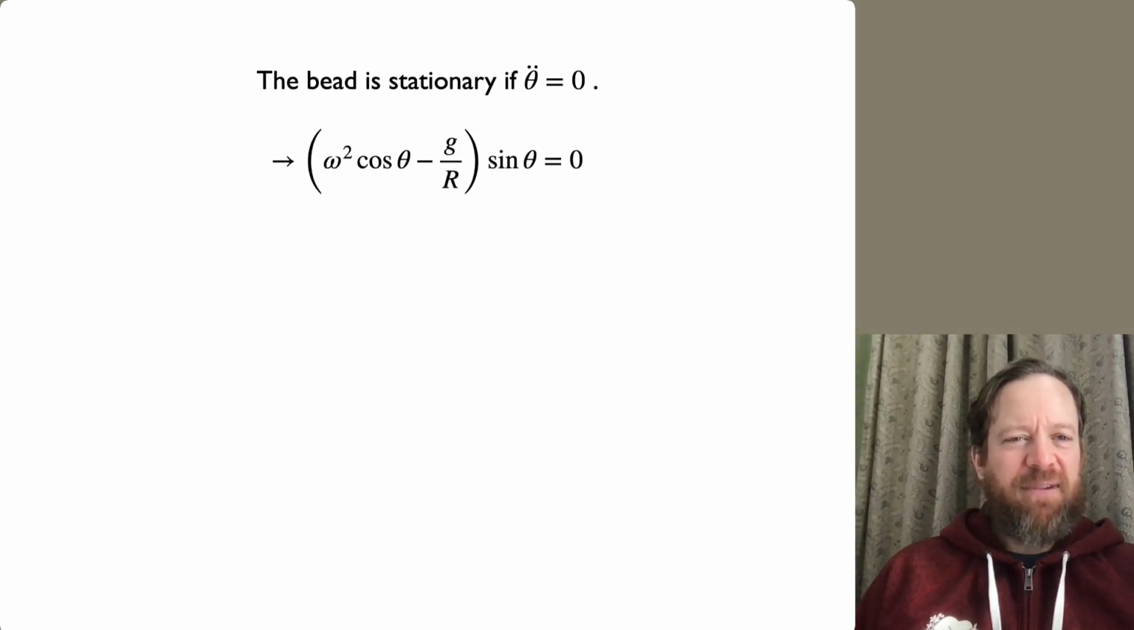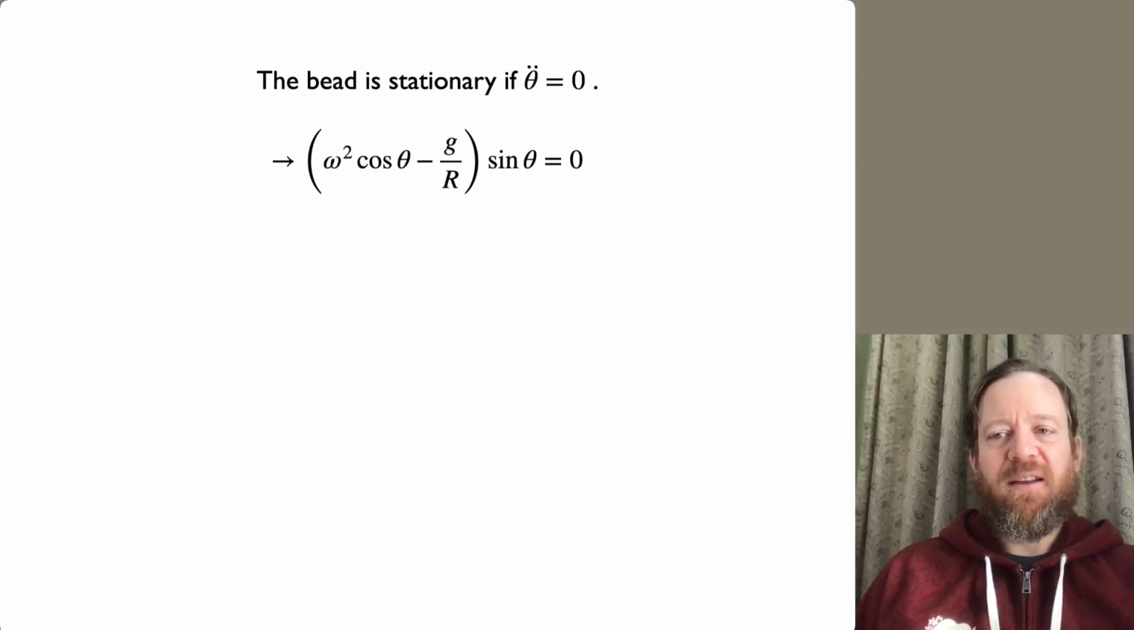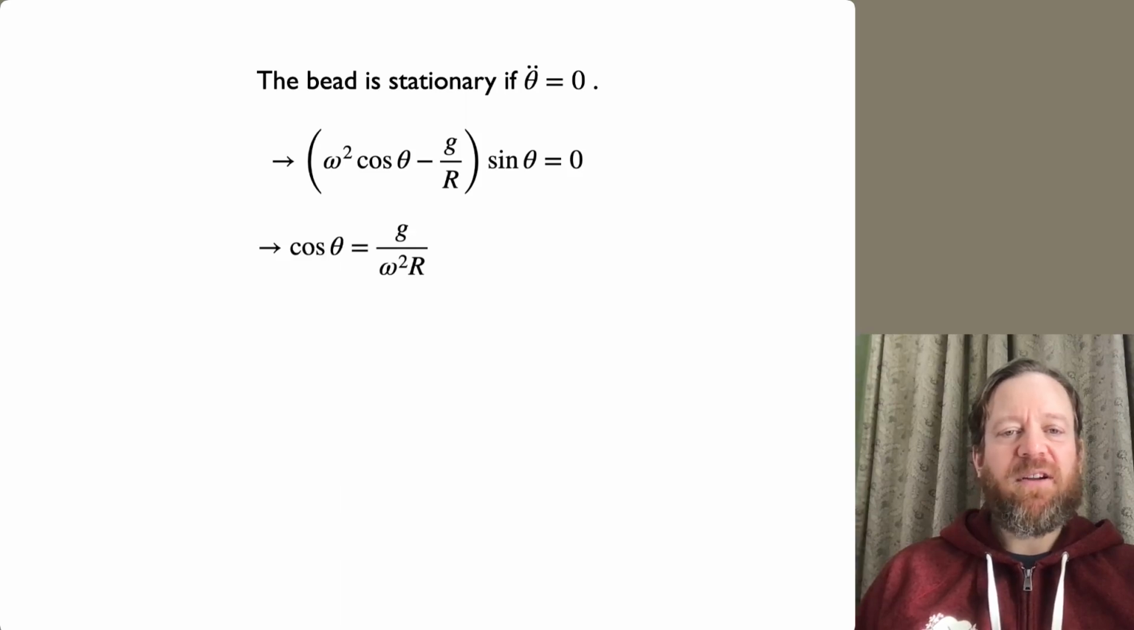Okay, so under what conditions can the left-hand side be equal to 0? Well, there are two of them. We could have what's in brackets here be equal to 0, or we could have the sine of theta itself being equal to 0. So let's take a look at what's in brackets first. We will set that equal to 0. When we rearrange it, we find that the cosine of theta is equal to g divided by omega squared times r.